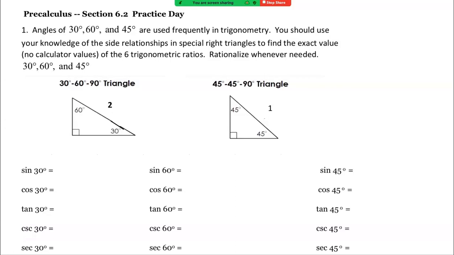Okay, in this video, we're going to start going through the section 6.2 practice day. So, the first question deals with special triangles. You have to remember that if you have special triangles, 30, 60, 90, and 45, 45, 90, you need to recognize that you can determine the sides because they have a certain relationship.